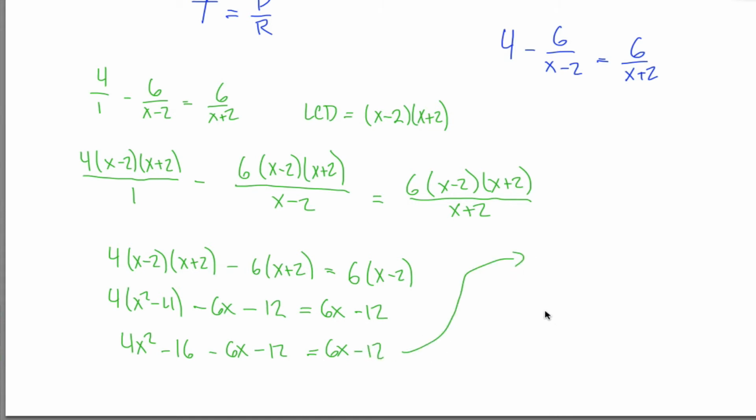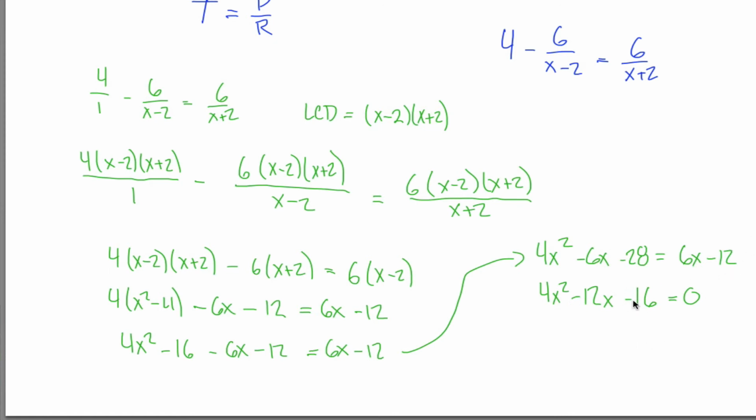A little bit low on room, so I'll jump up here. Now I want to combine like terms. Let's see, I got the 4x squared is my only x squared term. I got this minus 6x here. Got minus 16 and minus 12, that's minus 28. And that's equal to 6x minus 12. If I subtract 6x from both sides, I'd get 4x squared minus 12x. And if I added 12 to both sides, I'd get minus 16. Get to this stage. Since I subtracted 6x from both sides, this is gone. Since I added 12 to both sides, this is gone.